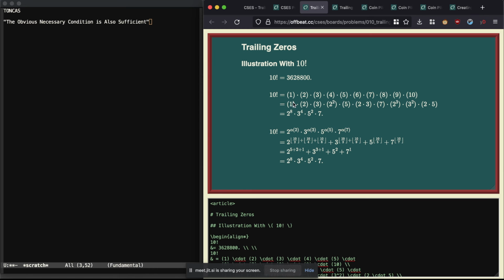What we are seeing is that the first bunch of 2's, we are getting from 5 numbers in this list, which is 10 divided by 2, because there are 5 multiples of 2. So that is captured in this formula here.